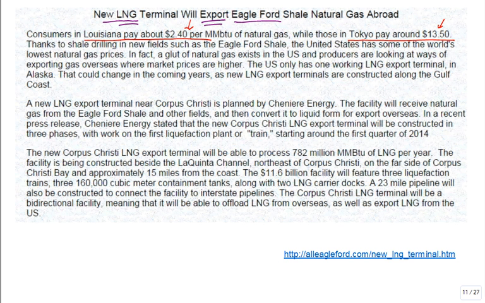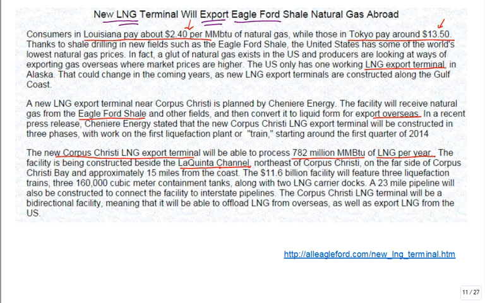So what we're seeing now, the last couple of years, is building of export terminals. They have to refrigerate, to chill, to liquefy the natural gas. So this one will take that Eagle Ford gas, convert it to LNG, and export it overseas. Where are they going to build this at? The new Corpus Christi LNG export terminal will be able to handle that many MMBTU of LNG per year. It'll be in La Quinta Channel.